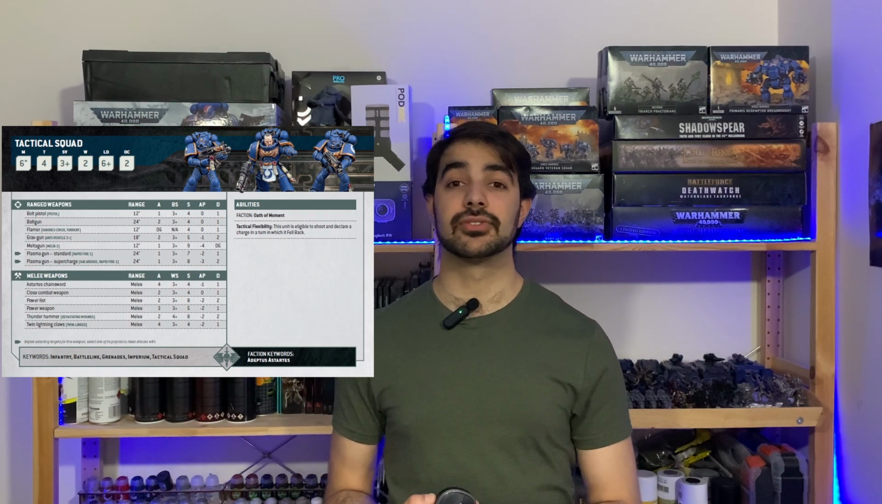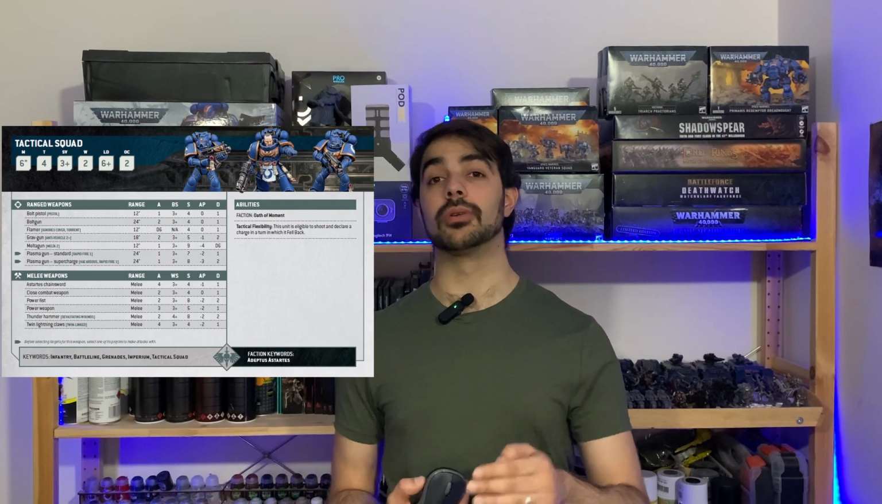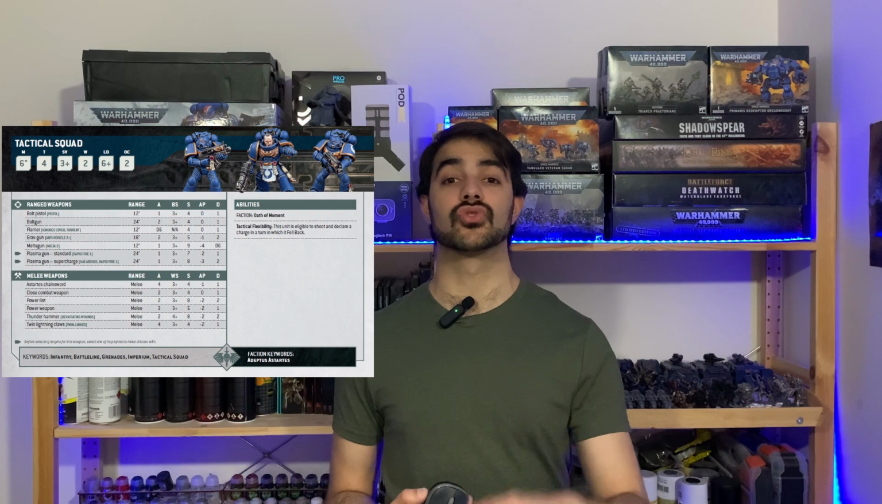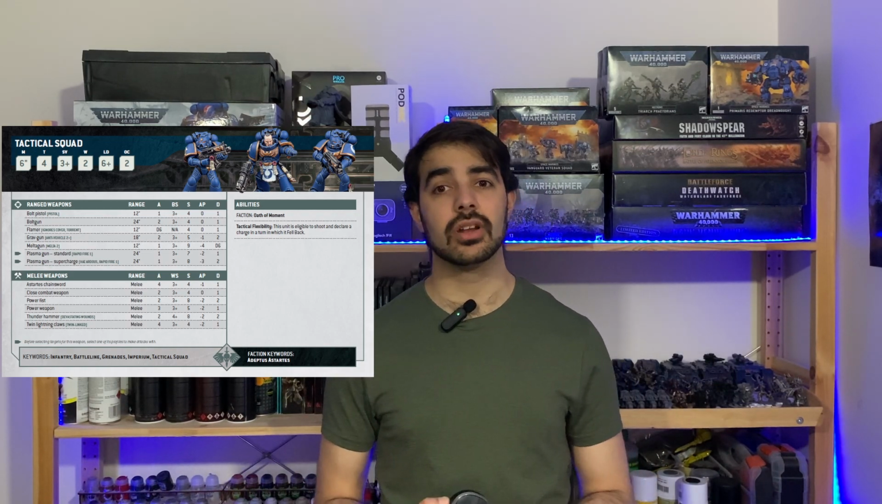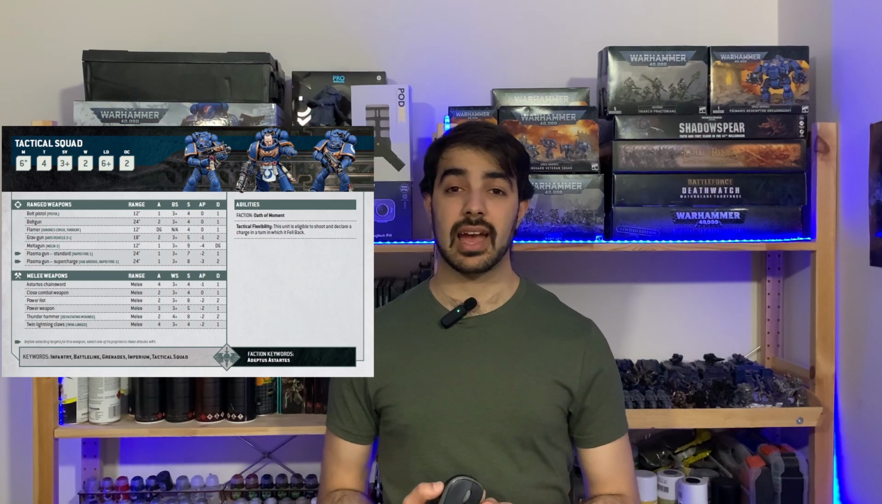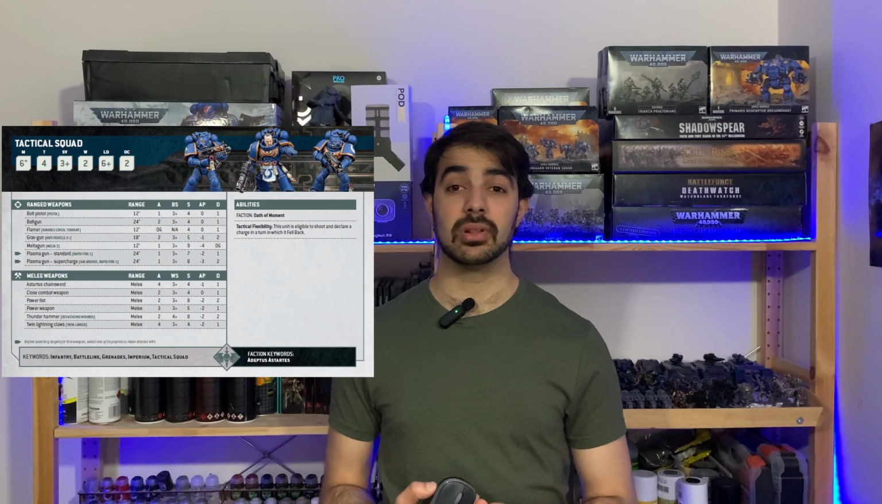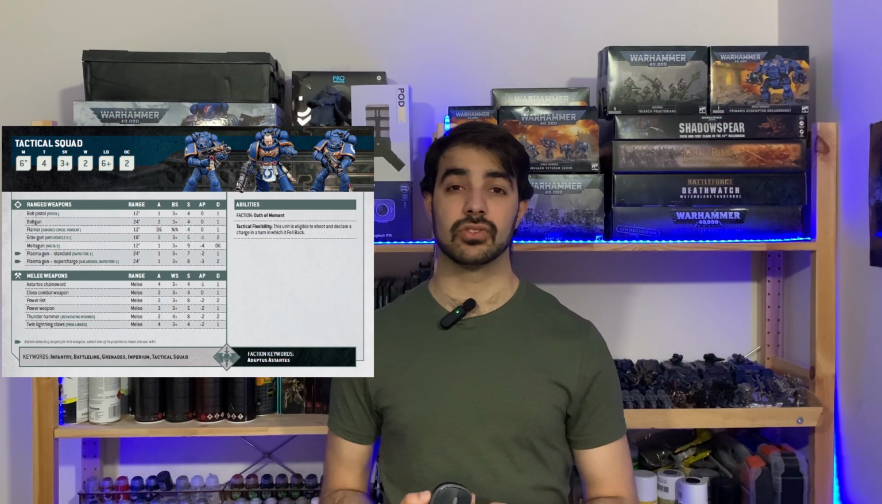Then the final characteristic is the new one for 10th edition, which is called OC, or objective control. This represents how effectively a unit is able to exert control over an objective. So for the tactical squad example that we've got, they have a move characteristic of 6 inches, a toughness of 4, an armor save of 3+, 2 wounds per model, a leadership of 6+, and an objective control value of 2 per model as well.